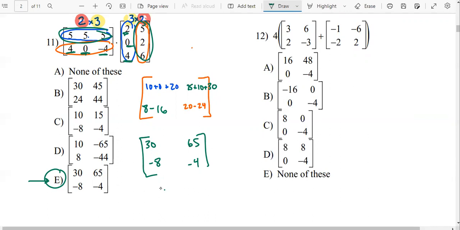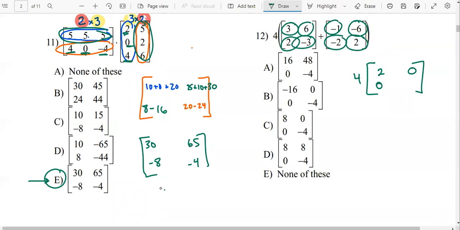Number 12. I would say on this one, it's almost more trouble than it's worth to put them in the calculator, because all you have to do to add matrices is they have to have the same exact dimensions. You do 3 plus negative 1 is 2. 6 plus negative 6 is 0. 2 plus negative 2 is 0. Negative 3 plus 2 is negative 1. And then you multiply all those numbers by 4 and you get 8, 0, 0, negative 4. Boom. C. Easy, easy.